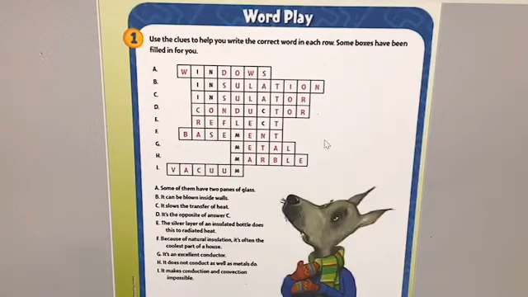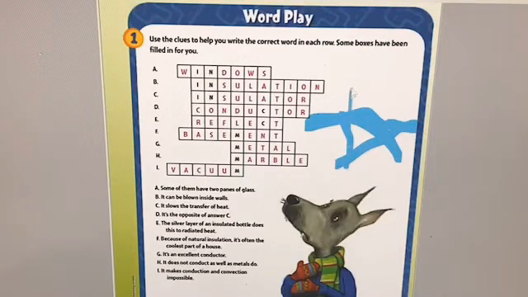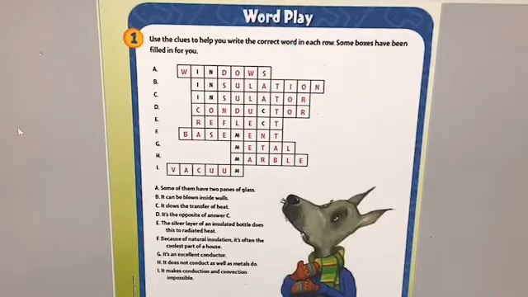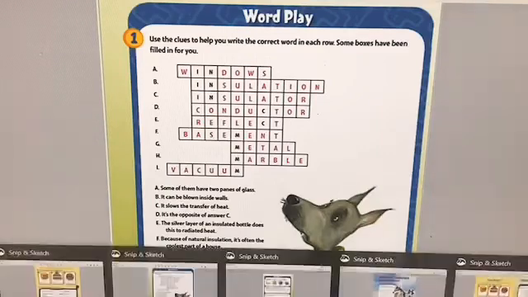Okay, correct for yourself and put a big star for yourself if you got it right. Now let's see the next page.